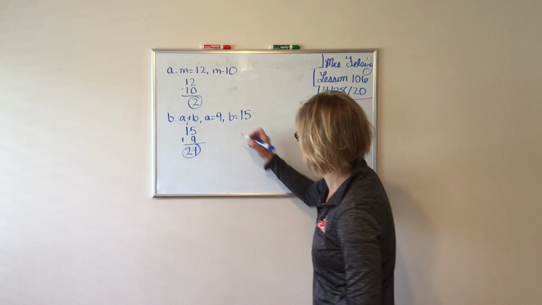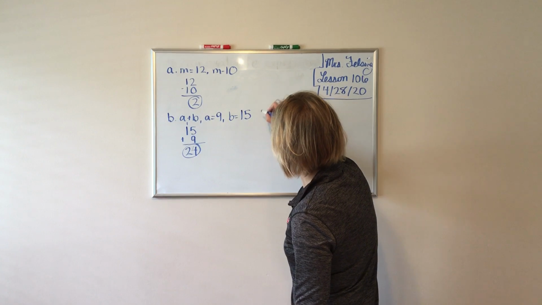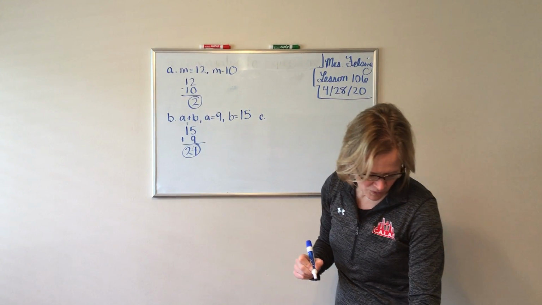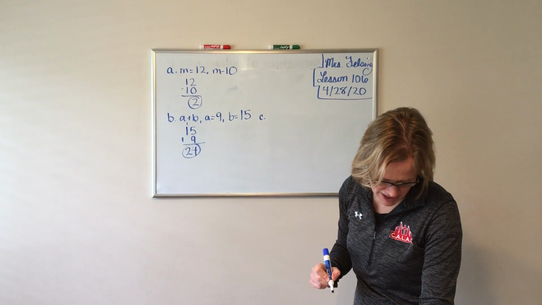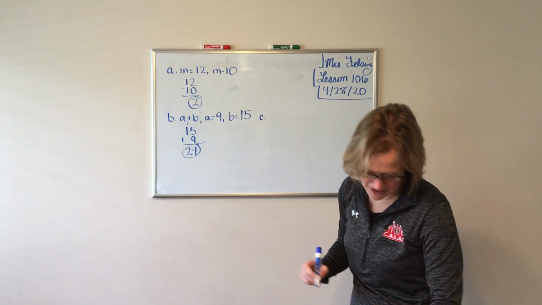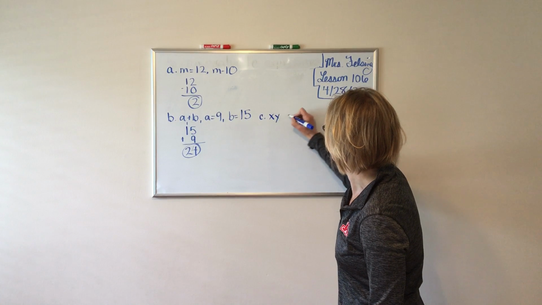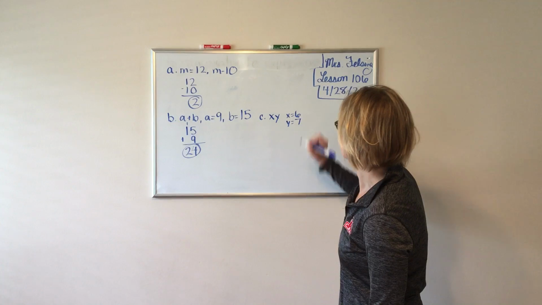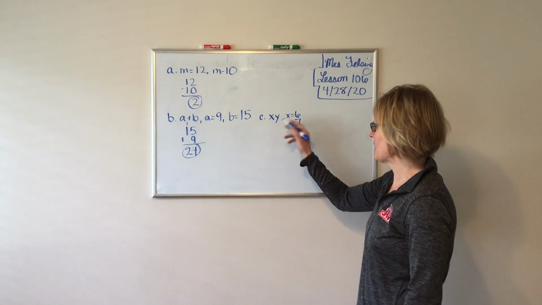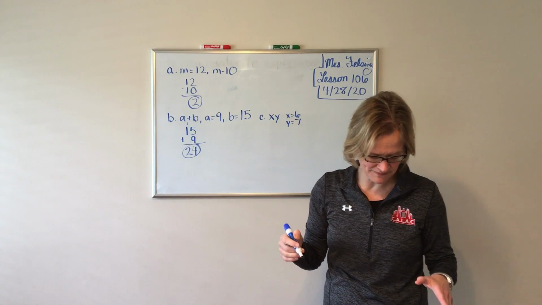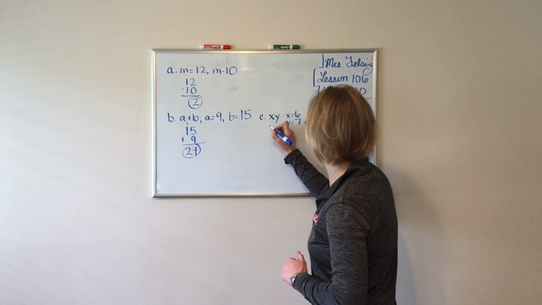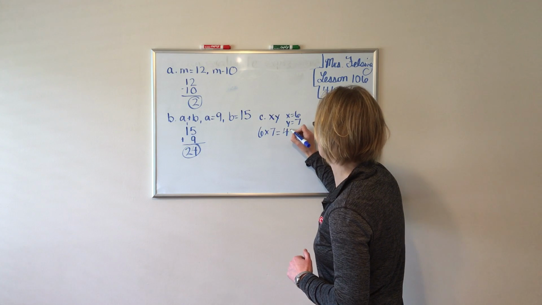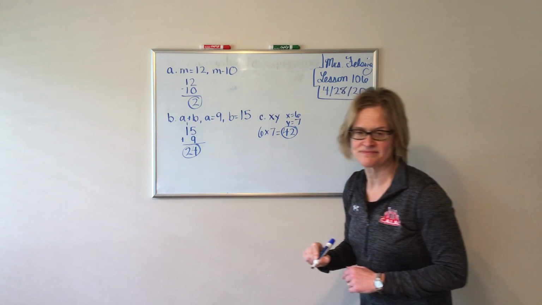Letter C. I'm going to put C here. What is the value of xy when x is 6 and y is 7? So xy, x equals 6, y equals 7. Okay. Well, xy means x times y. So then this means 6 times 7, and I know 6 times 7 is 42.